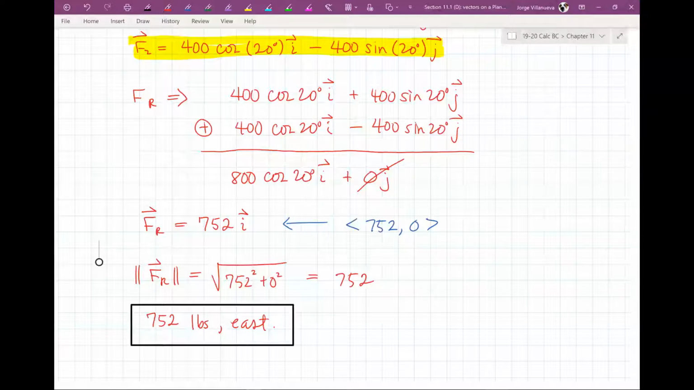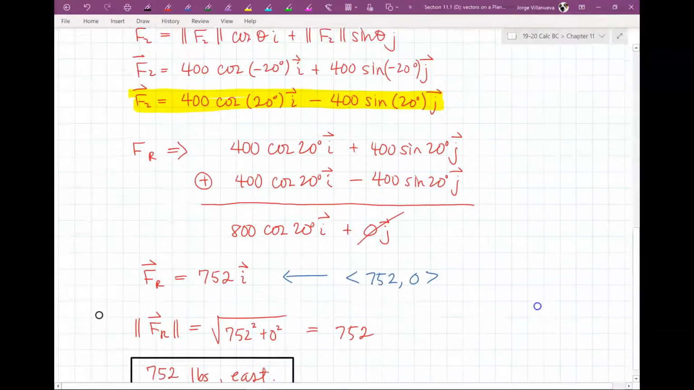So hopefully that's not too bad for you guys. We're just adding vectors together and combining them to find the result. We're going to do the same thing with the next problem, which is a little tricky, so I would kind of wait for it till the end. But before I do that, any questions on this problem here?